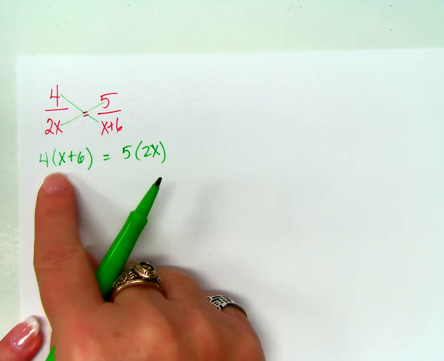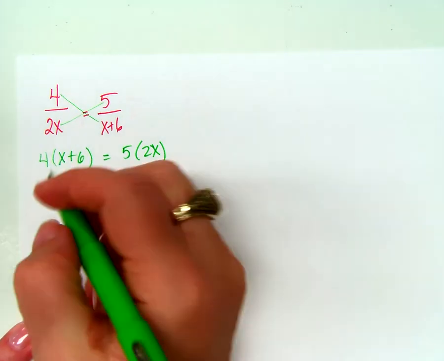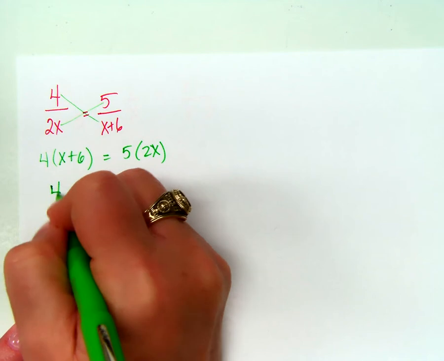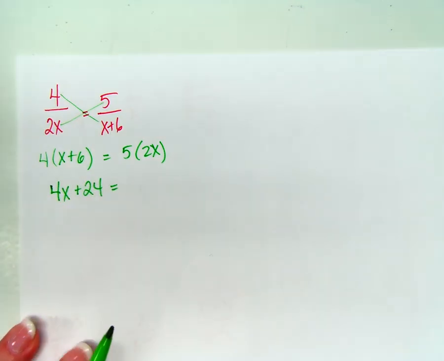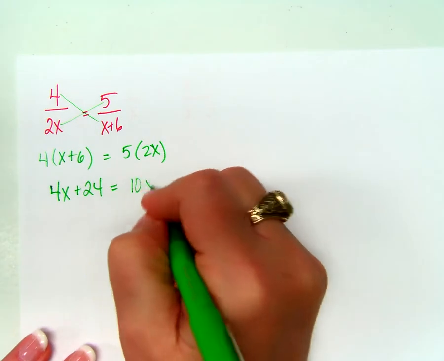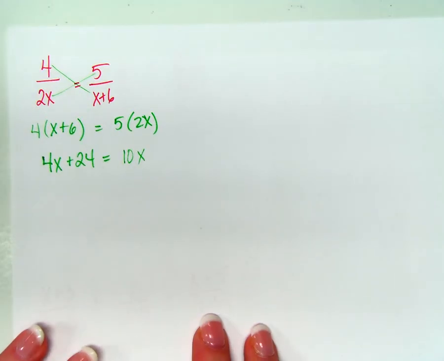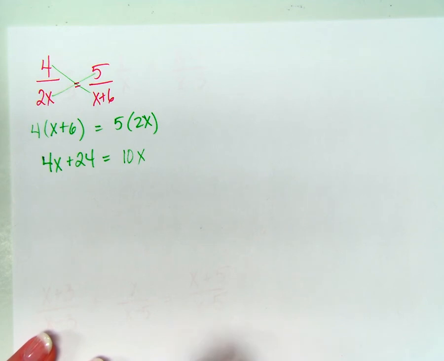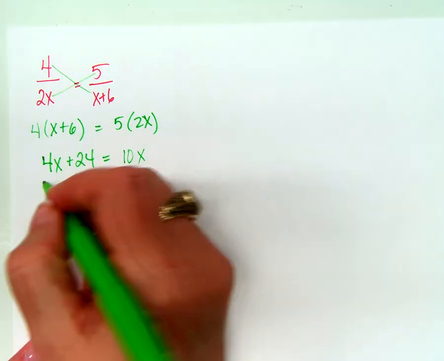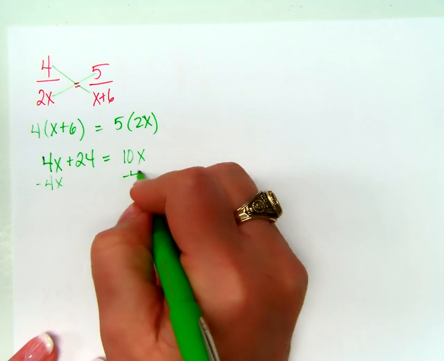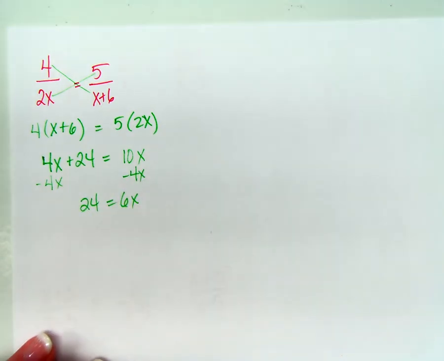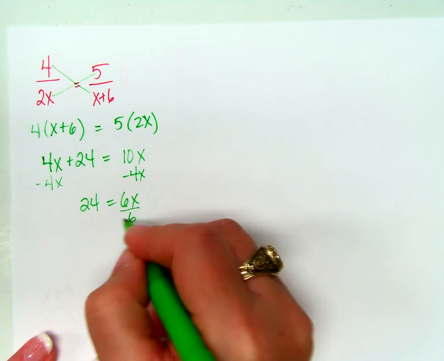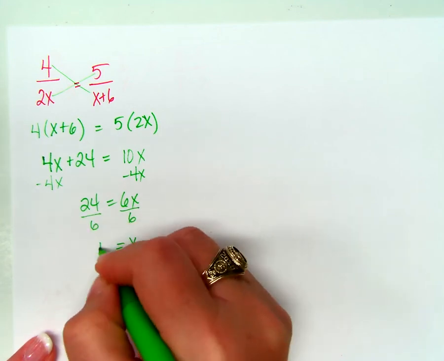So what do I get on the left-hand side of the equal sign? Plus 24, good. And what do I get on the right-hand side of the equal sign? 10x. Is that a problem you know how to solve? Really easily, right? You've been doing these kinds of problems for years and years. So if I subtract 4x from both sides, I would get 24 equals 6x. Last step would be, good, divide by 6. So x equals what? 4.